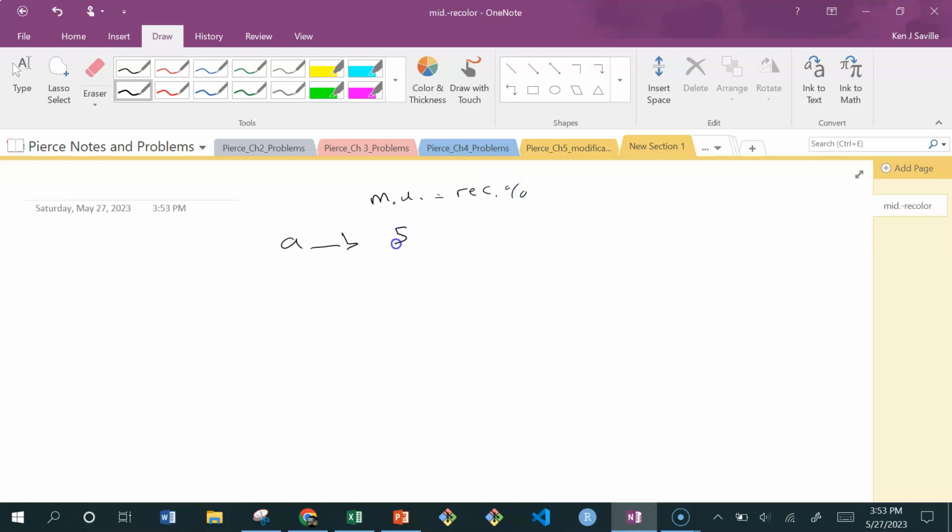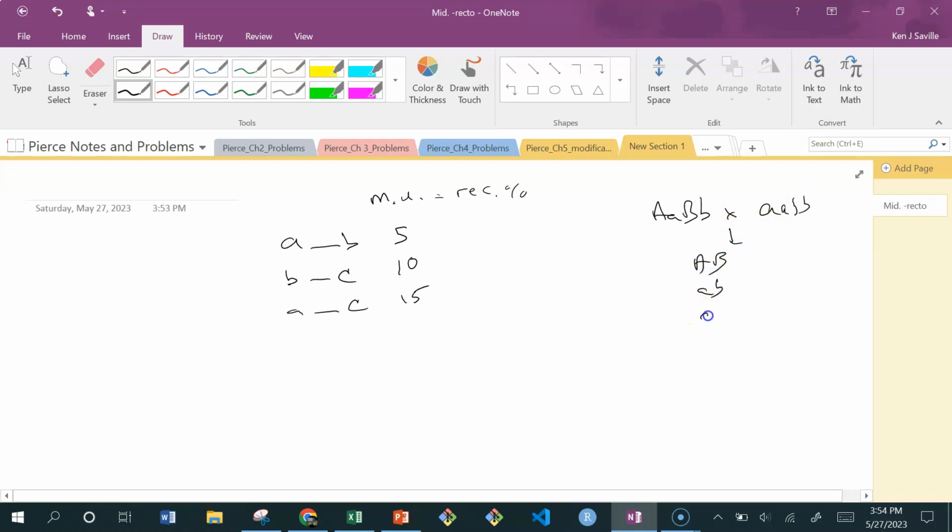So A and B is 5. This is from the book. B and C is 10. And A and C is 15. So each of these numbers comes from a test cross. So for A and B, there was a cross like this. And when they looked at the gametes, they found that 5%, so that means 2.5% were recombinants.